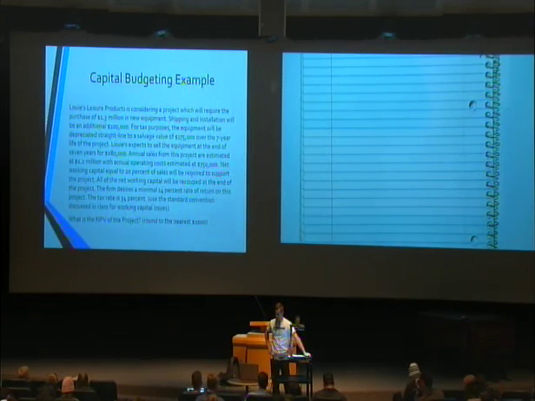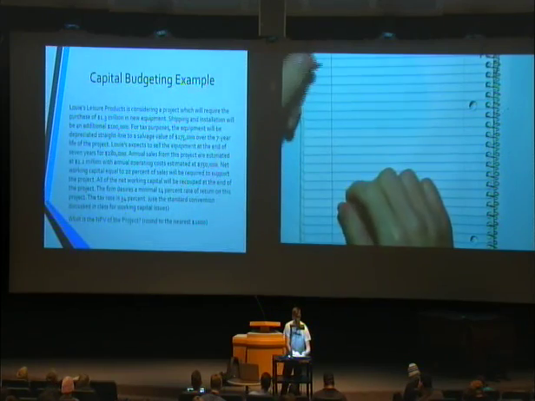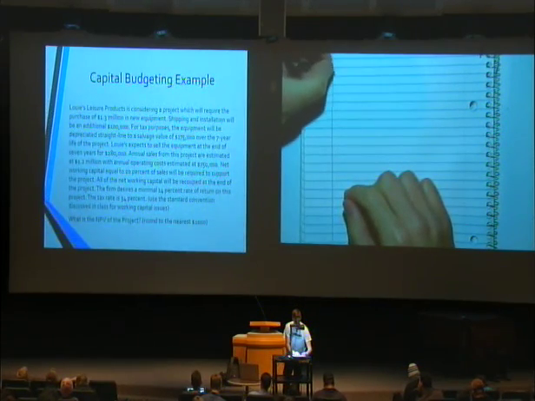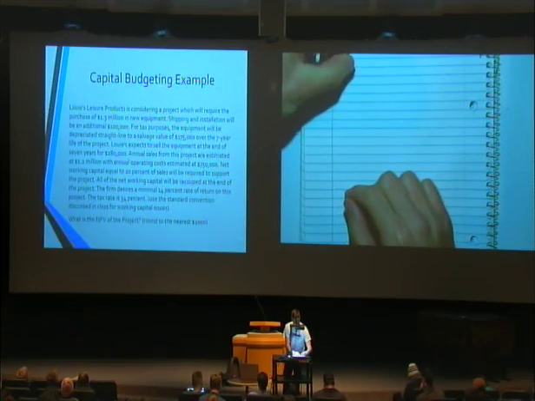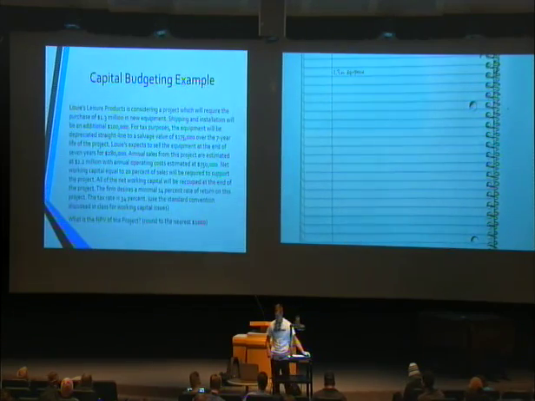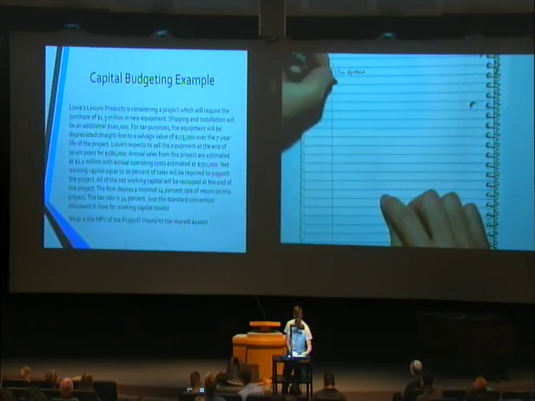Louis Leisure Products is considering a project which will require the purchase of $1.3 million in new equipment. Okay, so I'm just going to start writing these numbers down. 1.3 million in equipment. Shipping and installation will be an additional 100,000. So 0.1.